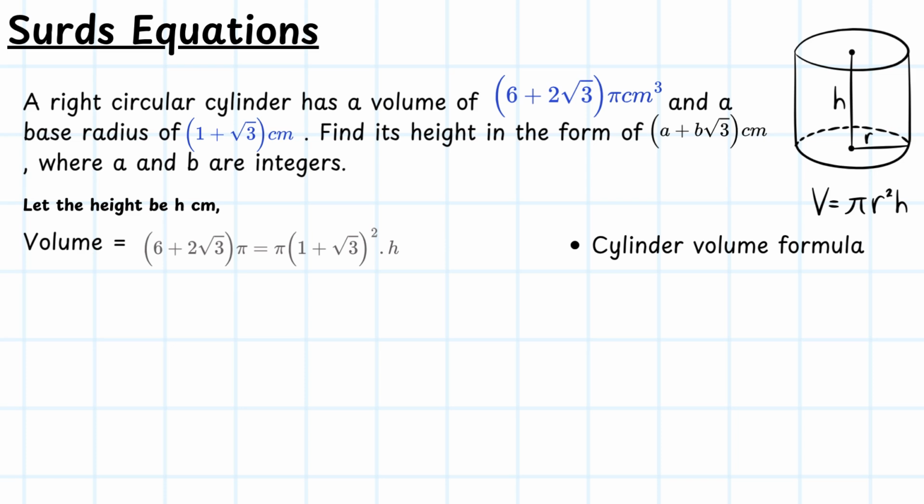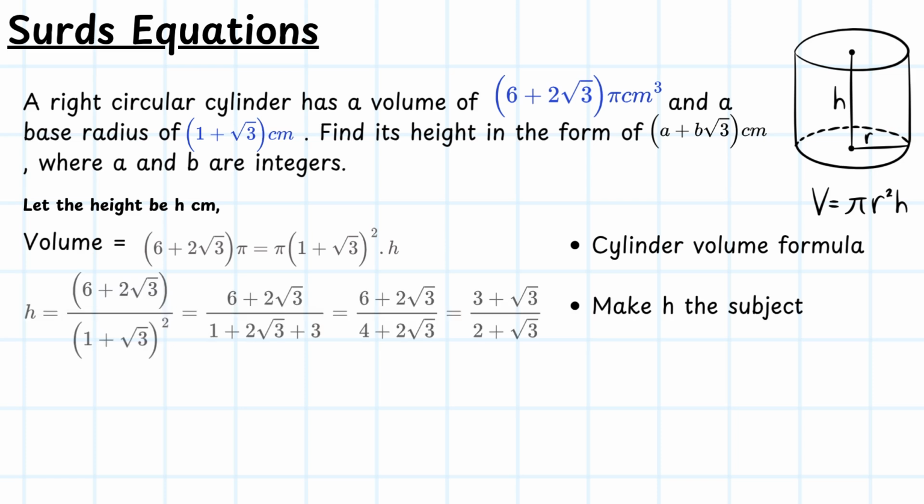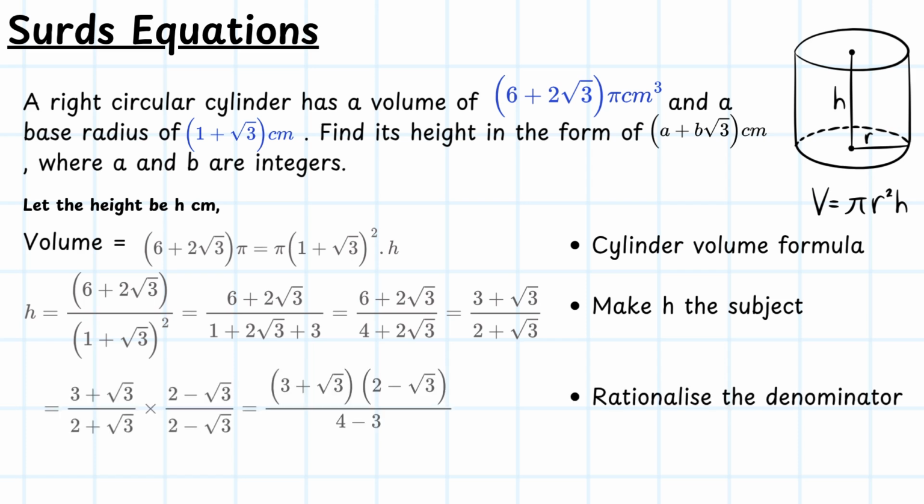Substituting the given values into the formula, we rearrange the equation to make height the subject. This results in a fraction that contains surds in both the numerator and denominator. However, the denominator cannot contain a surd, so we need to rationalize it. How do we do that? We multiply both the numerator and denominator by the conjugate of the denominator, which in this case is 2 minus root 3. Using an algebraic identity, we simplify the denominator, reducing it to a rational number.